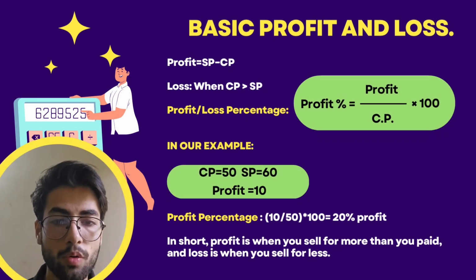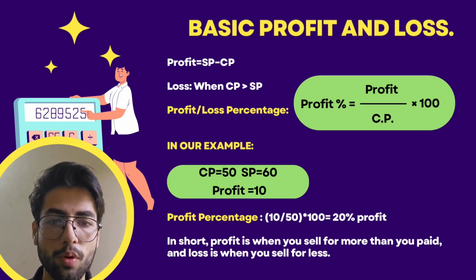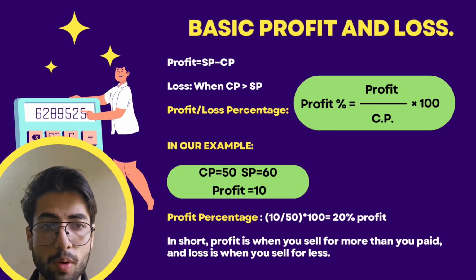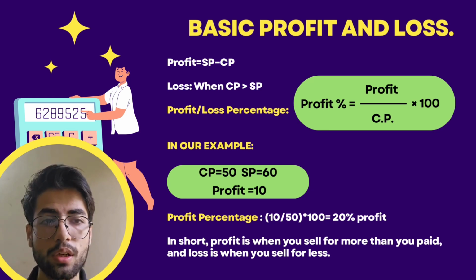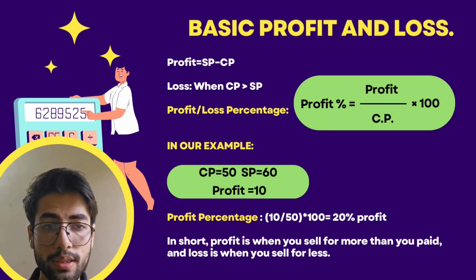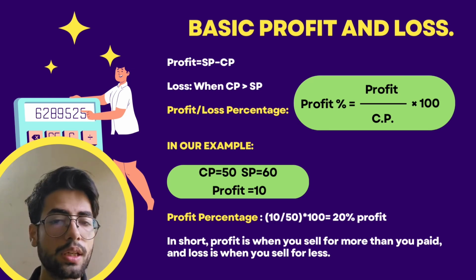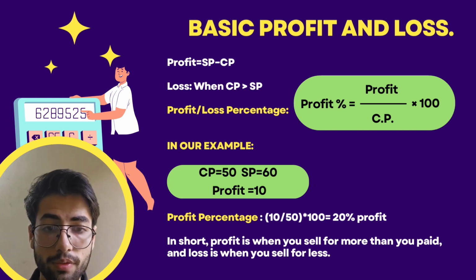So this slide is about the basic concepts of profit and loss, and it demonstrates how to calculate profit and loss with the provided example. First I will be explaining profit. Profit is the amount earned when the selling price of an item is higher than the cost price. The formula for calculating profit is SP minus CP. Loss occurs when the cost price is higher than the selling price. In other words, a loss happens if you sell an item for less than you paid for it.